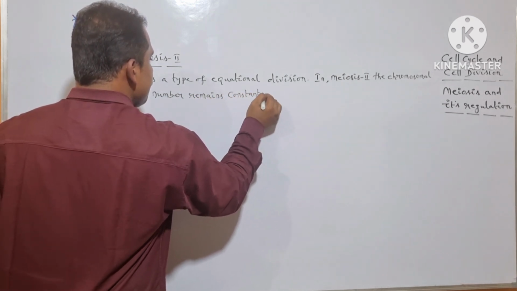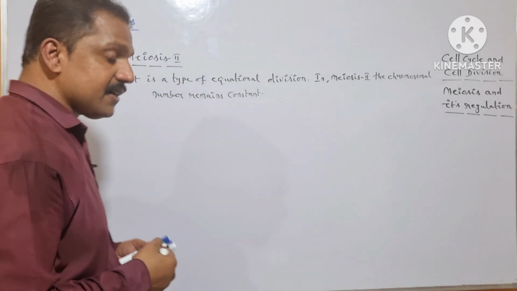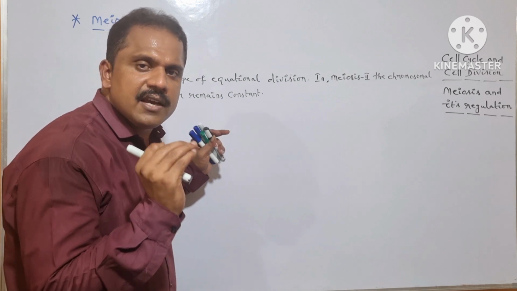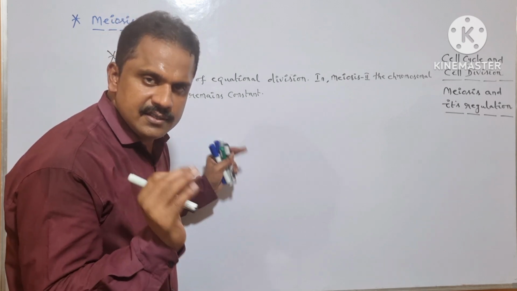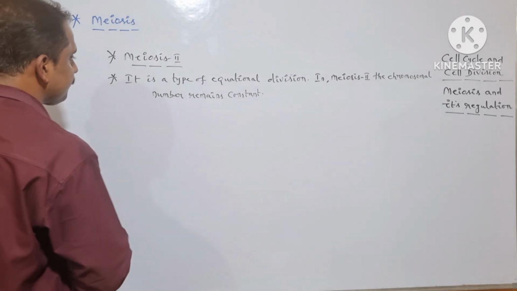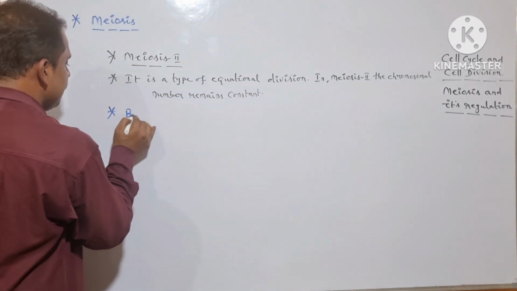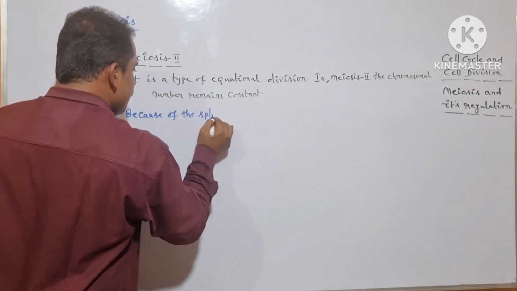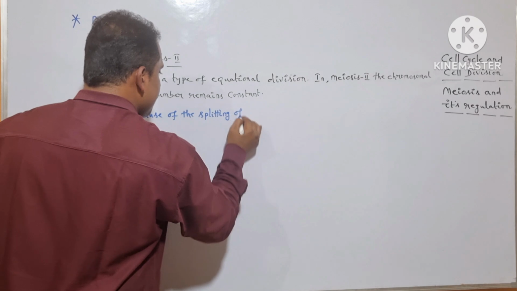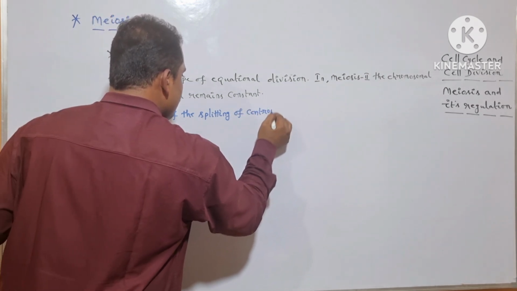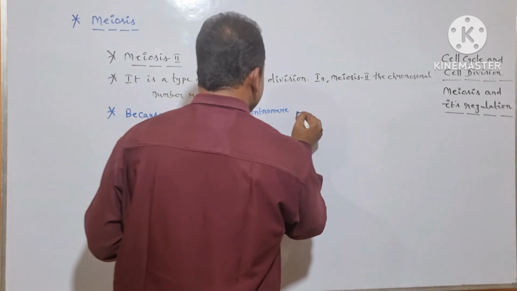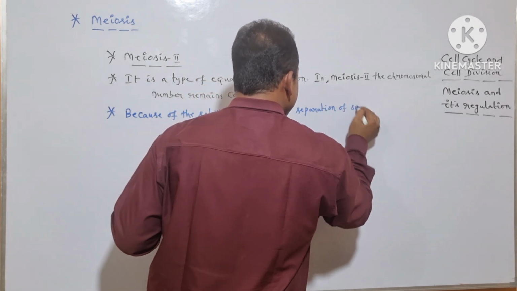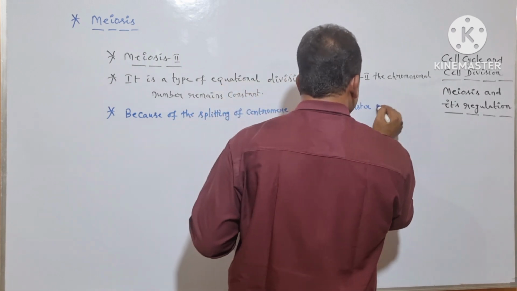And especially in case of meiosis 2, separation of sister chromatids occurs because of the splitting of the centromere. Here, in case of meiosis 2, we can observe the separation of the sister chromatids. Is it clear? Because of the splitting of centromere, separation of sister chromatids takes place.